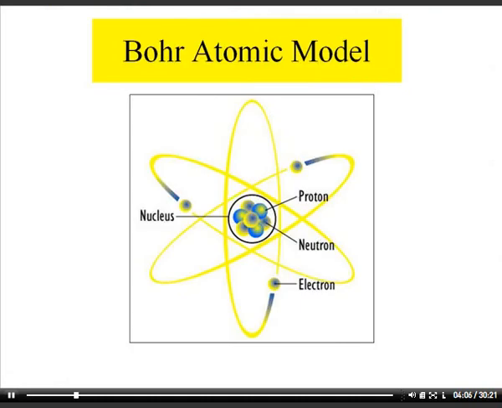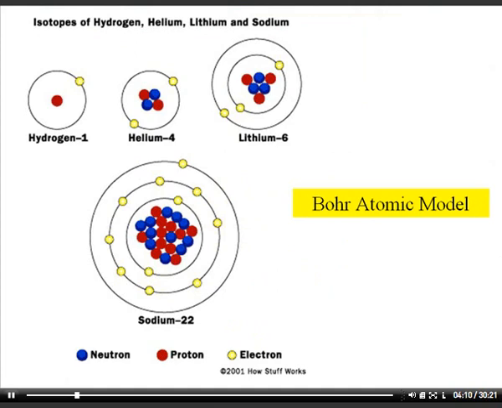This is a picture of a Bohr model. You can see it kind of looks like the planets around the sun. And here's another example of the Bohr model that I found online. You can see hydrogen has 1 electron, helium has 2, lithium has 3, and sodium has 11 electrons. This happens to be sodium-22, which means it has 22 particles in the nucleus, 11 protons, 11 neutrons, and 11 electrons circling the outside.